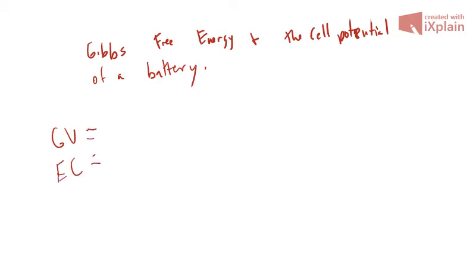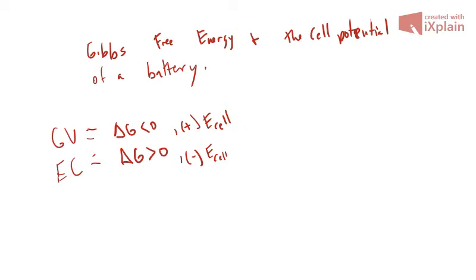galvanic cells have a negative delta G, and electrolytic have a positive delta G. We also know now from the last video that electrolytic cells have a positive cell potential, and galvanic have a, sorry, flip them, positive, negative. There we go. We know that a galvanic cell has a positive cell potential and an electrolytic has a negative cell potential.